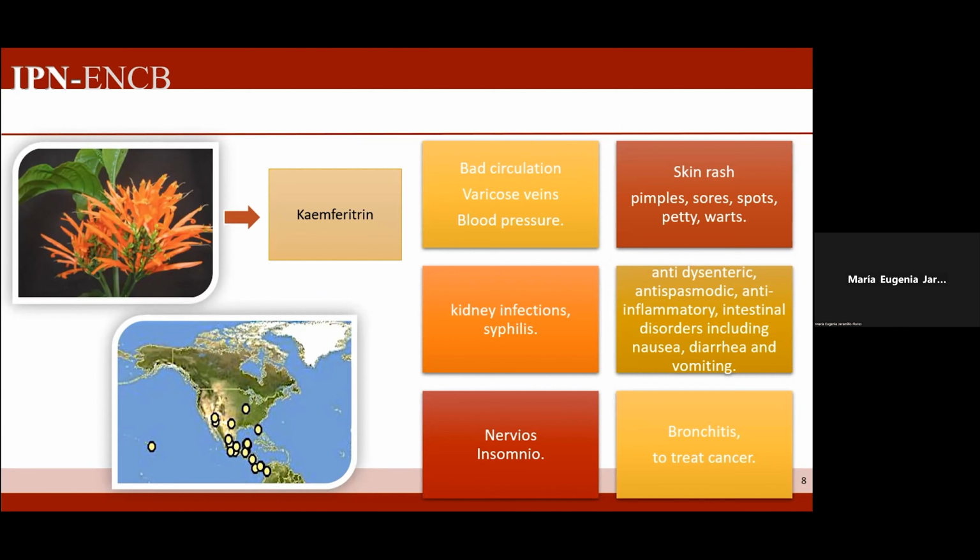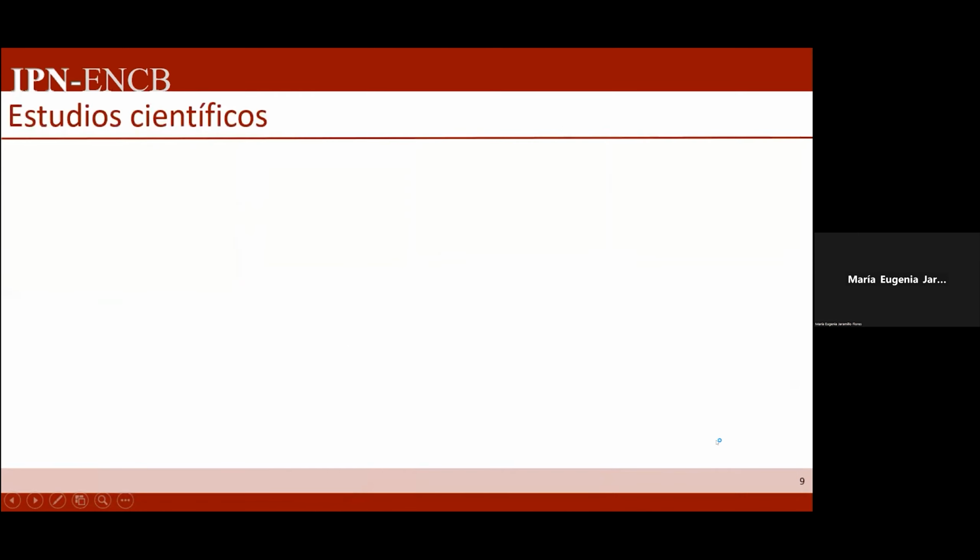And here in Mexico, there are many people who use it for bad circulation, varicose veins, blood pressure, skin rash, sores, spots, kidney infection, syphilis, nerves, insomnia, antibacterial and antiviral disorders, bronchitis, and to treat cancer.